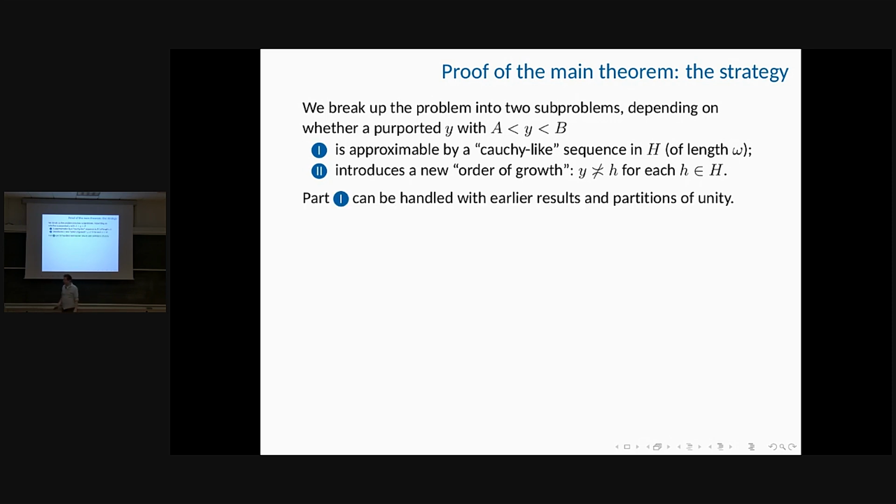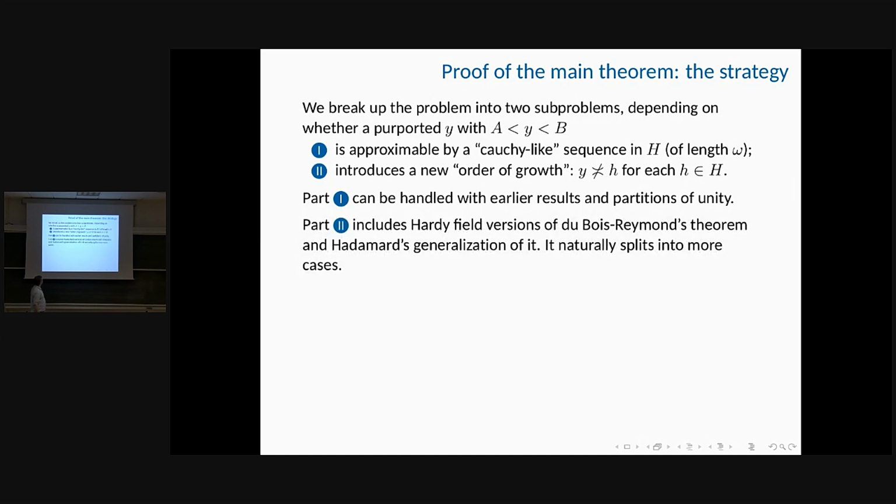and then you will introduce a genuine new order of growth. In part 1, we could use some earlier results from this weak differential closedness business, some techniques that we had developed there, and also some analysis using partitions of unity and so on. But part 2 was a little bit harder. It also splits into several subcases, because for the connoisseurs here, we kind of know what happens on the level of the value group.